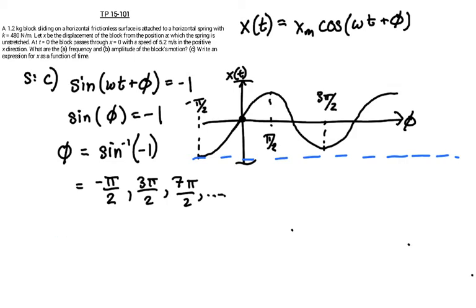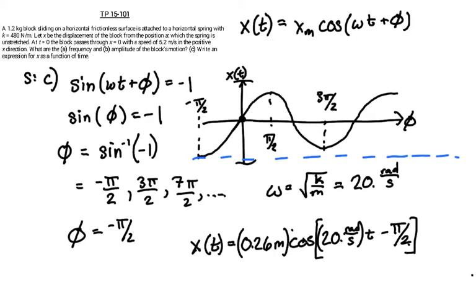Oh, wrong color. So our phase constant is equal to negative pi over 2. Now let's put that into our generic position function. I want you to pause the video and put in our calculated values into the function itself and test how closely you're paying attention to the different variables.